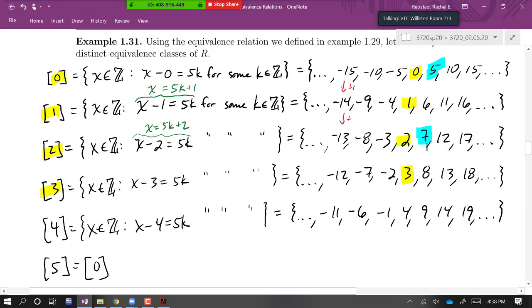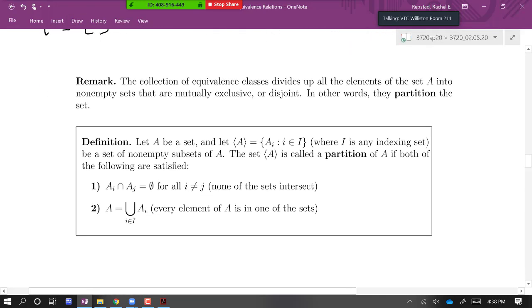They partition the set. A partition is defined as follows: if I have some set A, then a partition is a set of subsets of A such that these different subsets are disjoint. They don't overlap at all. And everything in your set is accounted for in one of those sets. That's what a partition is.